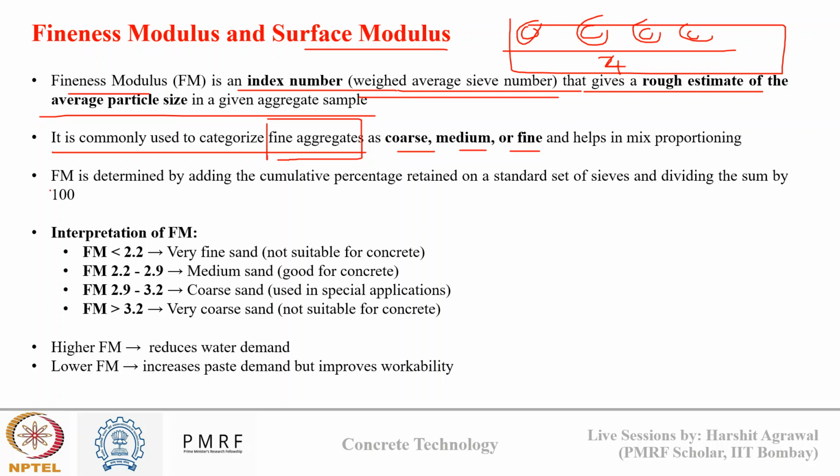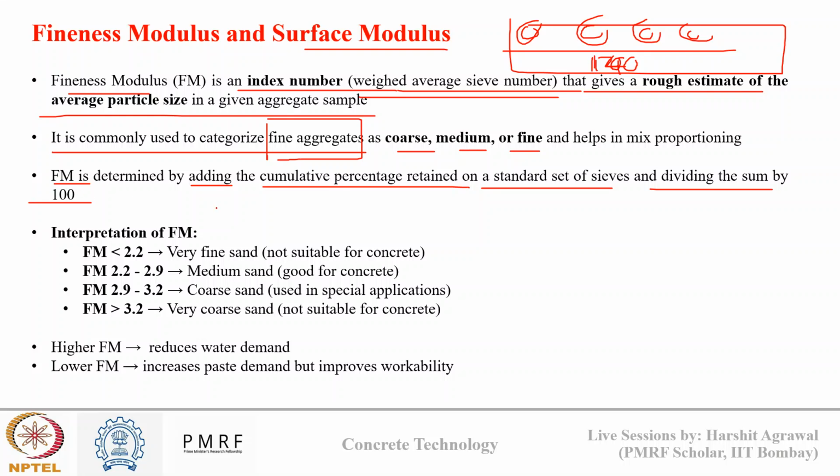Okay, so how do we determine it, as it is written here: by adding the cumulative percentage retained on the standard sieves, divided by 100. It is not 4, it is 100, my mistake. So we add the cumulative percentage retained on each sieve and we divide it by 100. That gives us the fineness modulus.